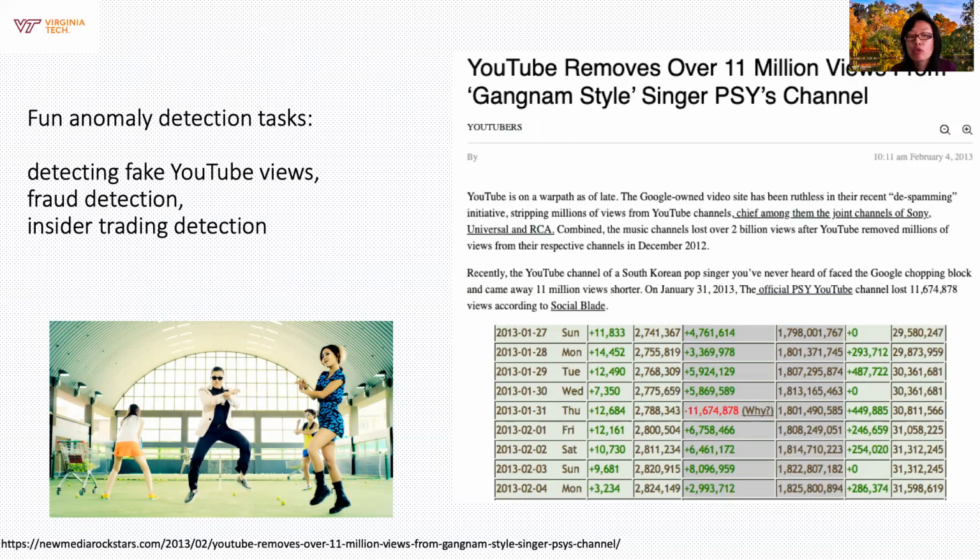Some of the views were removed, and so the question is detecting fake views, right? How would you detect fake views? Maybe you look at, okay, does the user have any other visits before visiting YouTube, and what did they do leading to this visit? If it's a bot, then it just goes straight to loading this page.